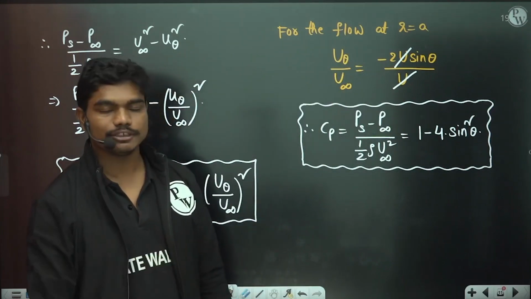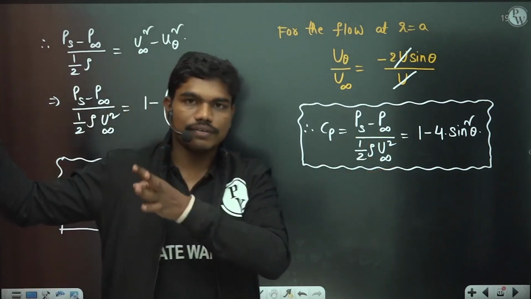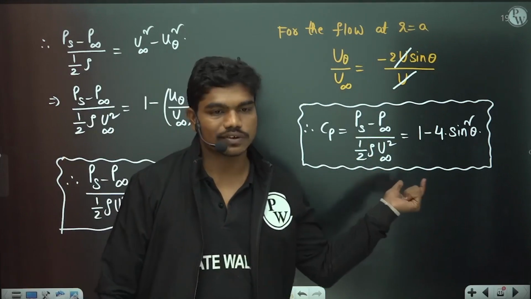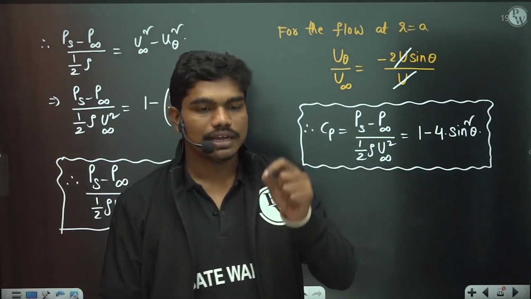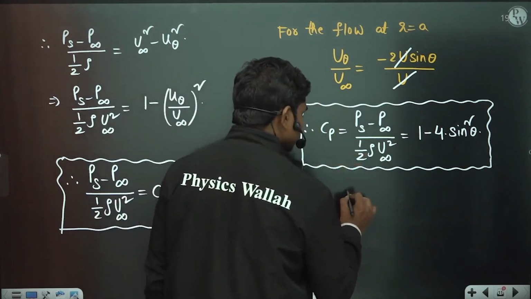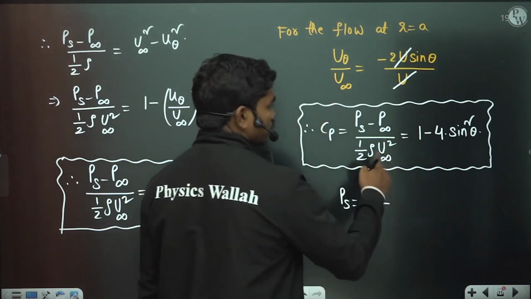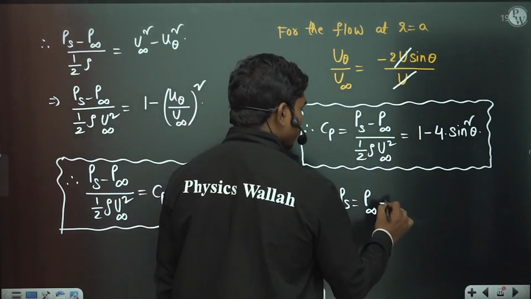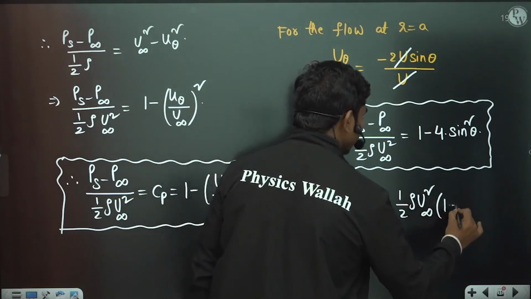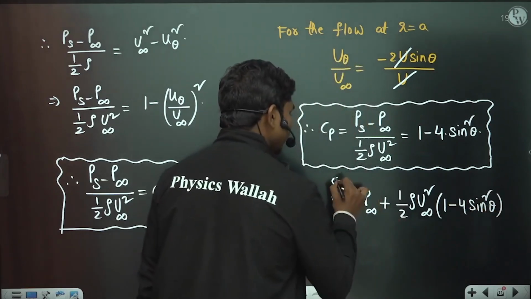This expression actually gives you one thing. Look, try to understand carefully. P infinity is constant at some far location where the flow is coming with some pressure, so that's a constant value. Half rho u infinity square is also a constant value. So one thing you can observe, the variation of pressure, that is Ps: Ps is equal to P infinity plus half rho u infinity square times (1 minus 4 sine square theta). So this is the expression for pressure at any location in the flow.